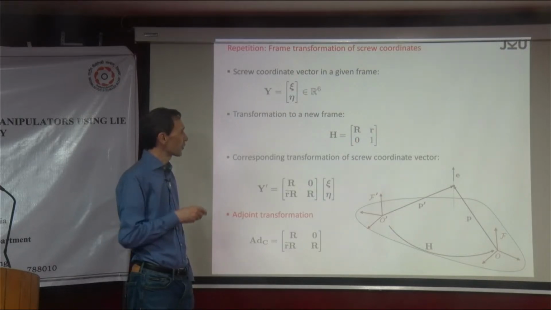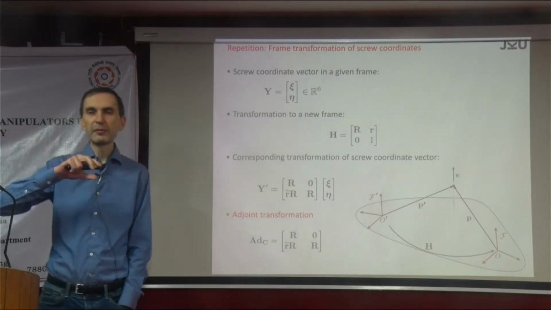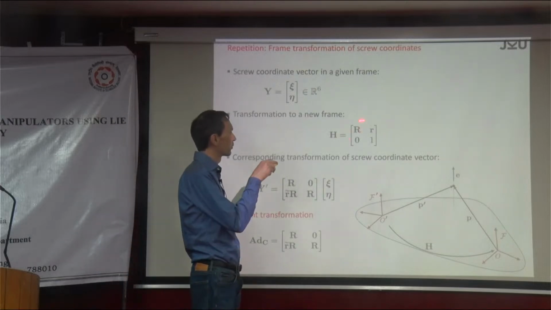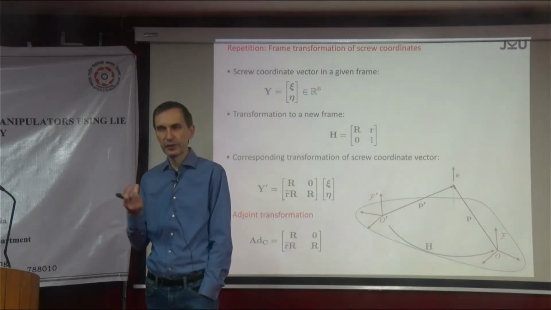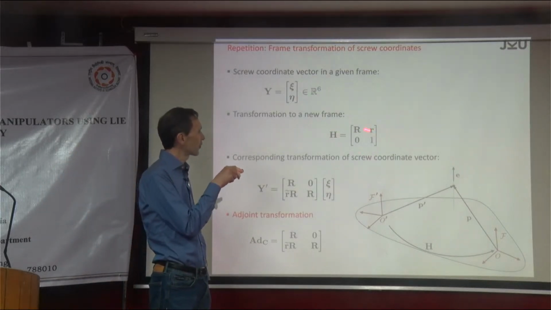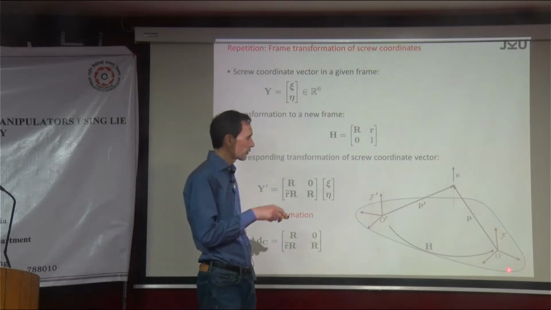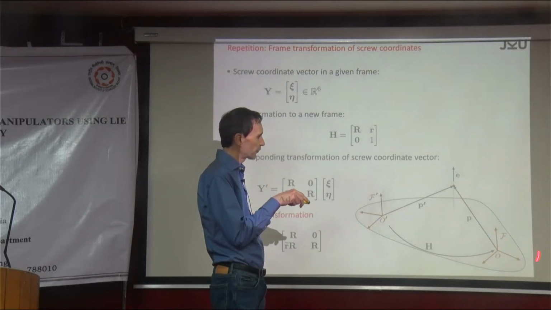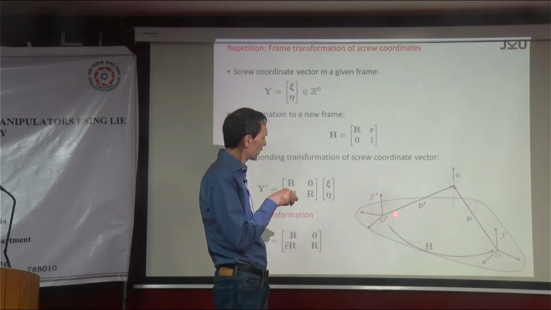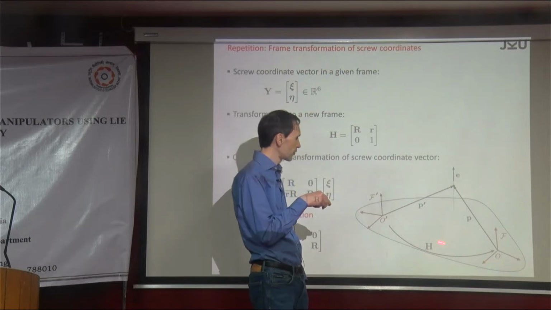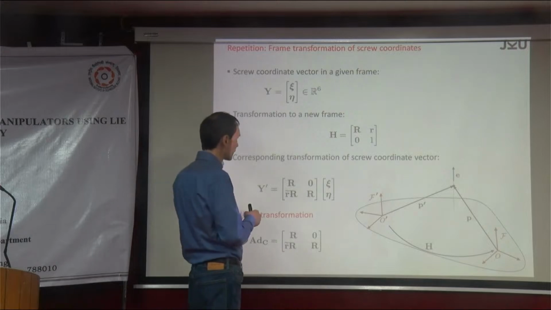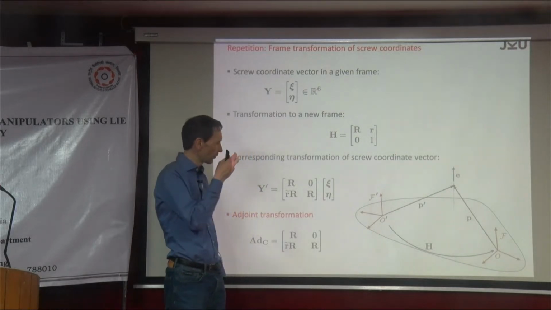Then we had this homogeneous transformation matrix that performs frame transformations, and transformation of points. Essentially we use them to represent the pose of a frame, which means the pose of a rigid body. What does this do? It transforms point coordinates from one frame to the other. Let's say we have a point in F prime, then we get it in the frame F if we apply this homogeneous transformation H.